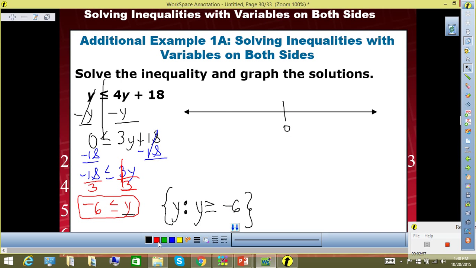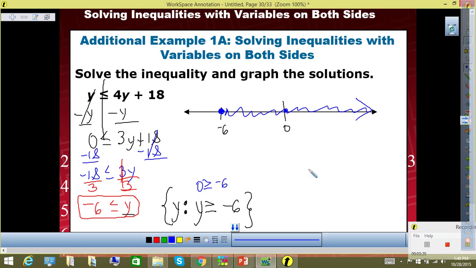0. Our dividing point is negative 6. Is that an open or closed point? Closed, so it's included in the solution set. So I'm going to test 0. Is 0 greater than or equal to negative 6? Yes, it did work, so that means I'm going to shade everything in that direction. Yes? All right. Let's move on.